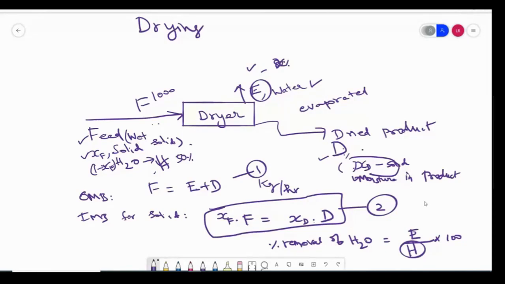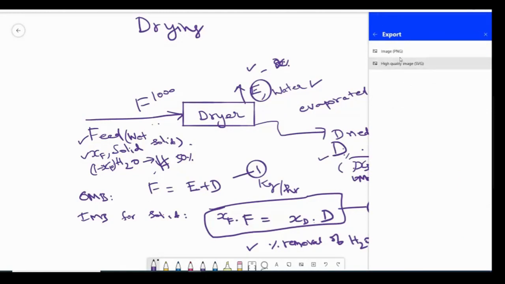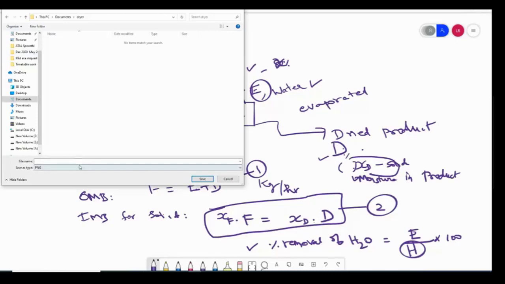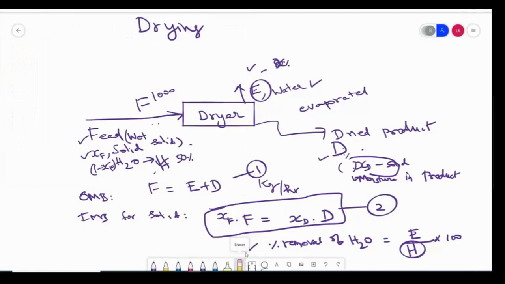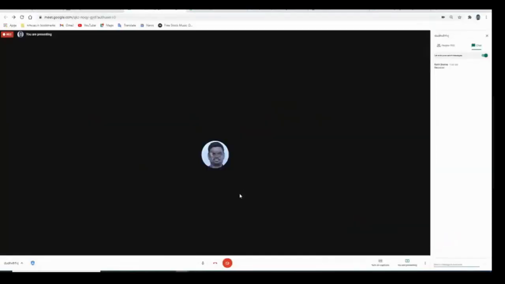And finally we may have to determine the amount of water removed from the system. Okay, this is for single stage one. Is it okay? Shall we move on to solve the problem? Yes, sir.